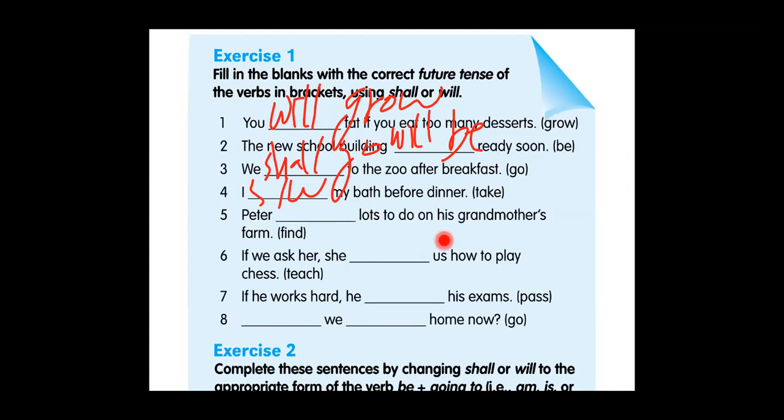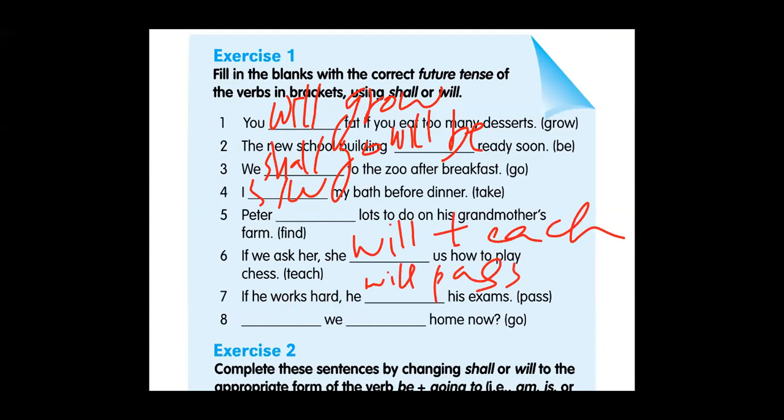Peter dash lots to do on his grandmother's farm. Find. Peter will find lots to do on his grandmother's farm. Very good. If we ask her, she dash us how to play chess. She will teach us how to play chess. Next sentence. If he works hard, he dash his exams. Pass. He will pass his exams.